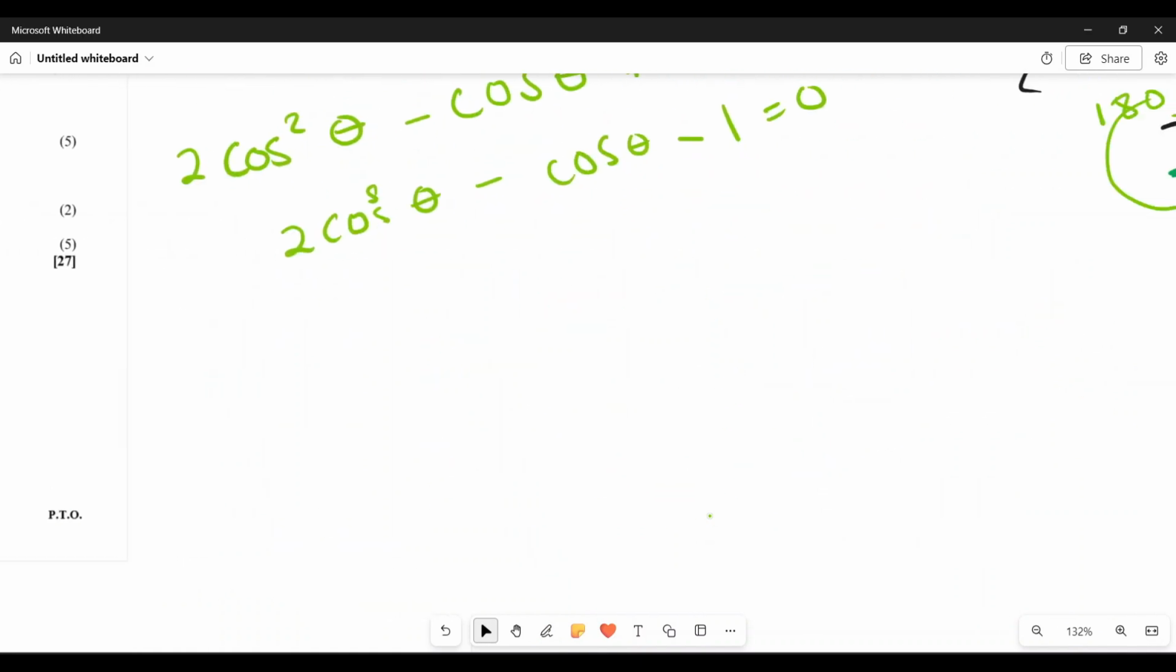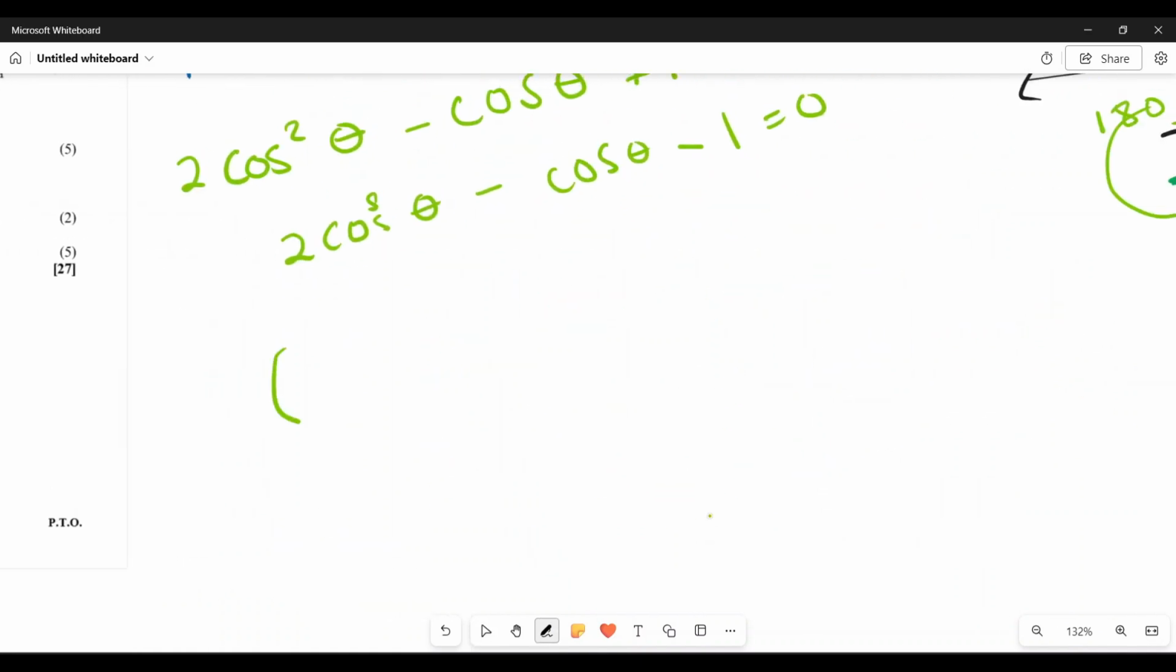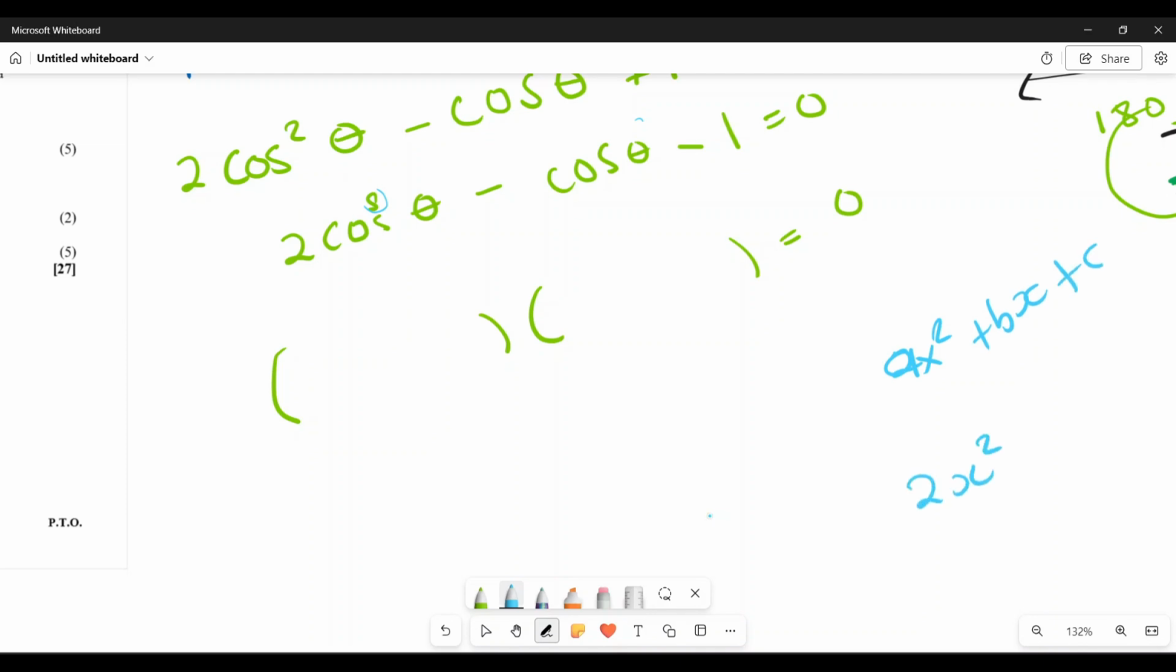From there, you need to factorize. So when you factorize this, you exclude the cos. This is a quadratic equation in a sense, because here you have a squared, here you don't have a squared, but then you have a theta, and this here is 1. Remember, your quadratic equation is ax squared plus bx plus c. Now, this is the same as our a is 2, our b is minus 1, which would be minus x, and our c is minus 1.